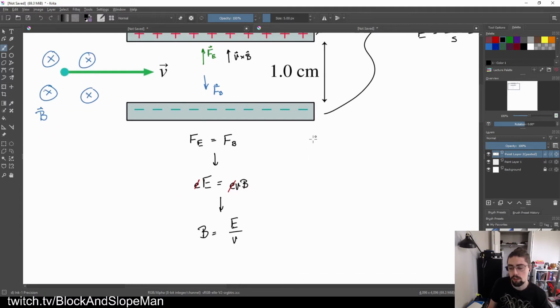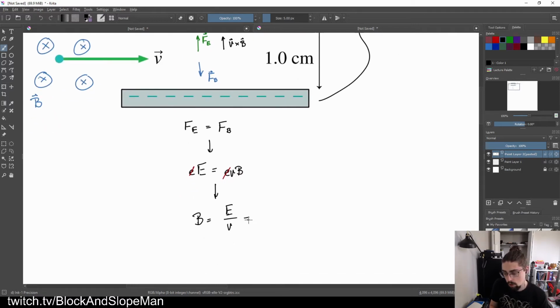For my strength of the electric field, we plug it in with my velocity, and then I always get this mixed up. Is it 0.002 Tesla as my final answer?